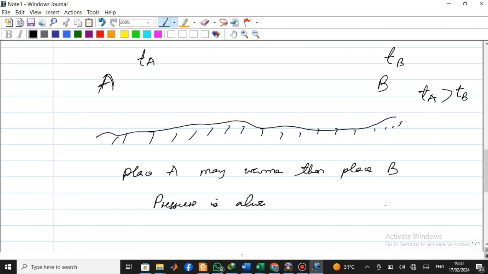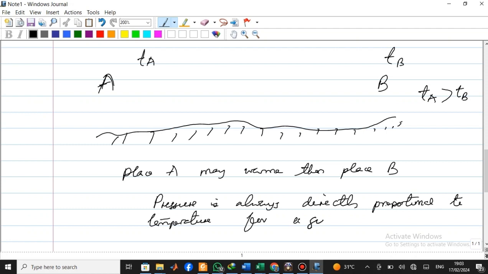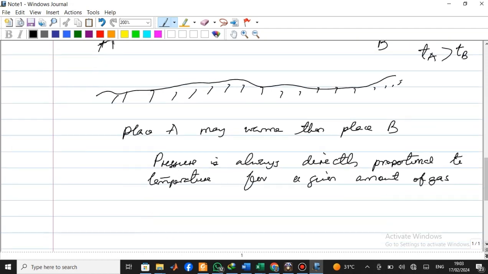Is always directly proportional to temperature for a given amount of gas. This we studied in the gas laws, and this is the statement that pressure is directly proportional to temperature, because this is the pressure law. So in the pressure law we say pressure P is directly proportional to absolute temperature.